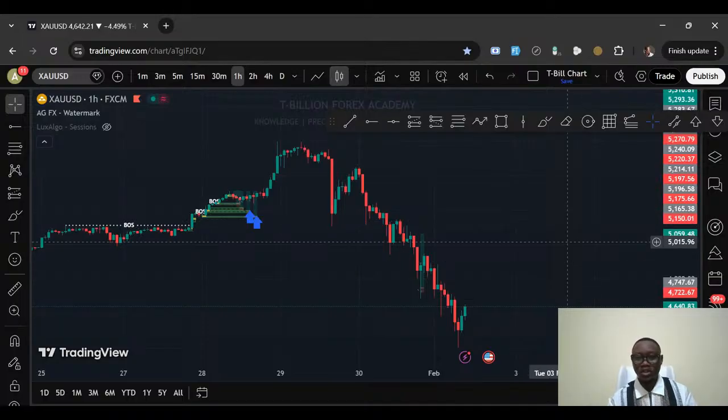But again, as you know, we are SMC traders. We trade order block zones, so we would be trading based on technicals while keeping the fundamentals in mind. So looking at the market right now, we are going to be identifying our zones.